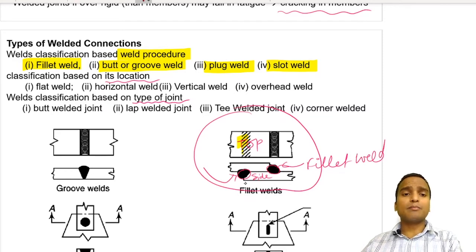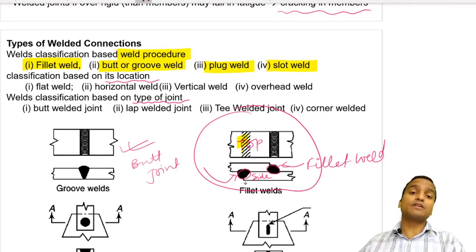Next comes the butt or groove weld. In this we make grooves on the two metal pieces, and this is just like a butt joint. Here grooves can be made of different shapes.